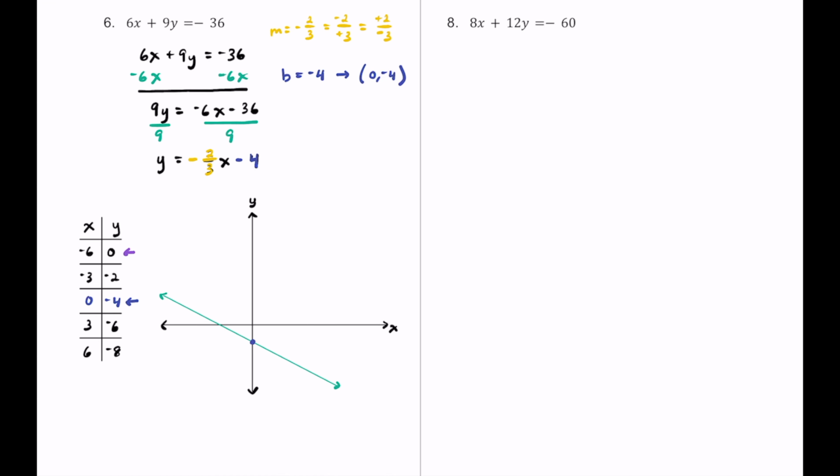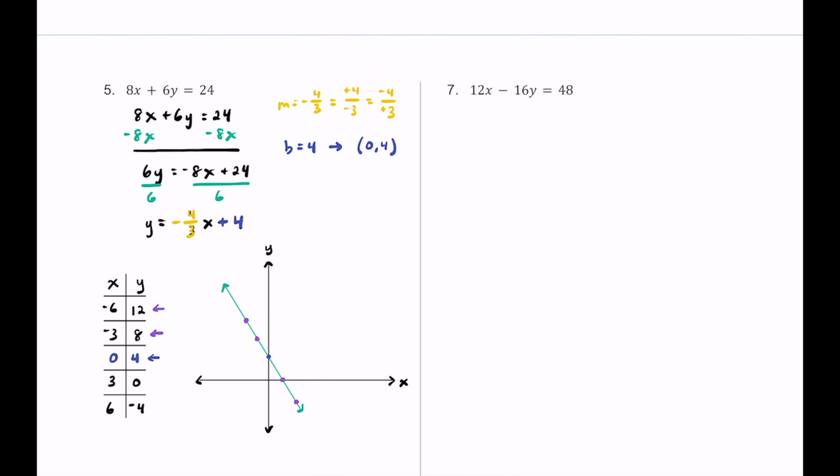Then this negative 6, 0, that must be the x-intercept because it has a y value of 0. Then for negative 3, negative 2, that's going to be just about here, I think. It looks pretty accurate to me. And then 3, negative 6, that should be somewhere around here in quadrant 4. And then 6, negative 8 should be even further in quadrant 4, maybe something like right here. All right, so there's a rough sketch.